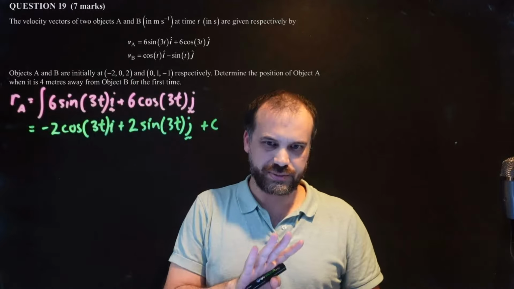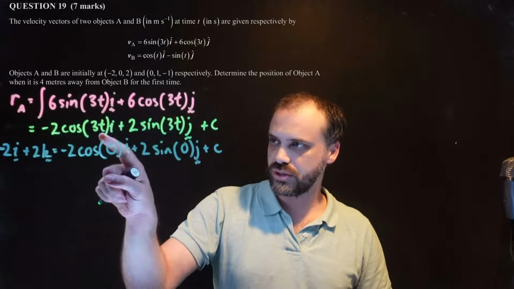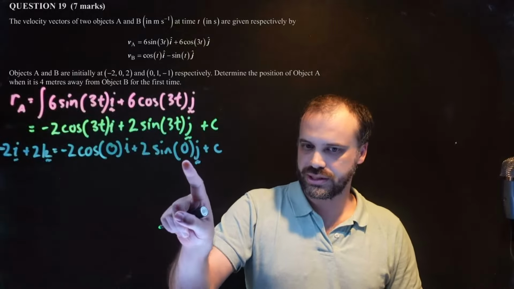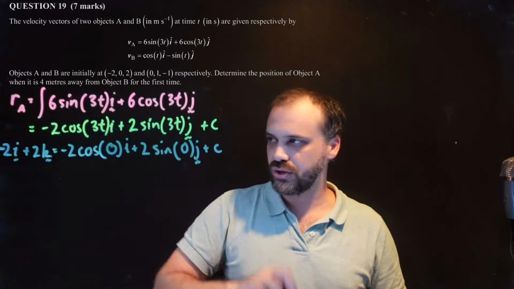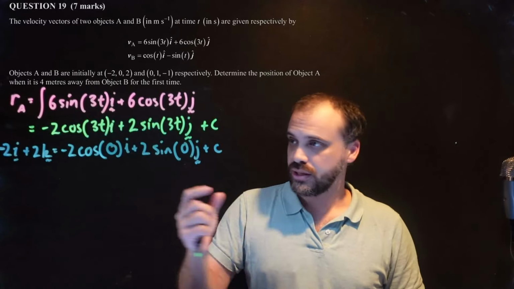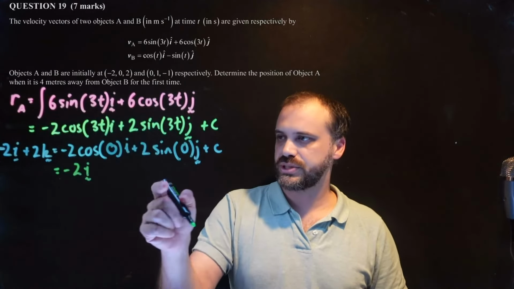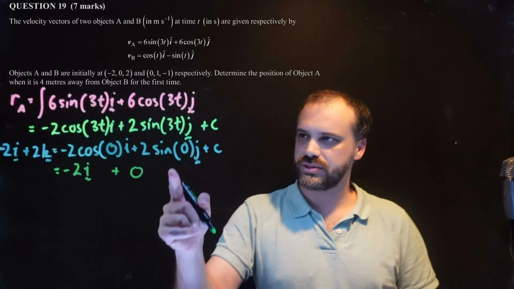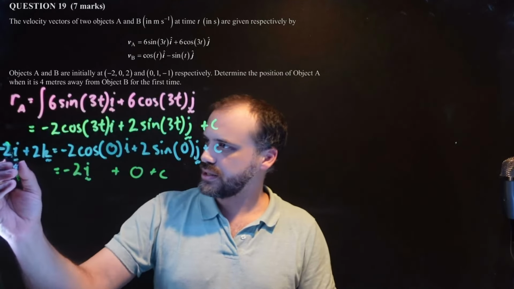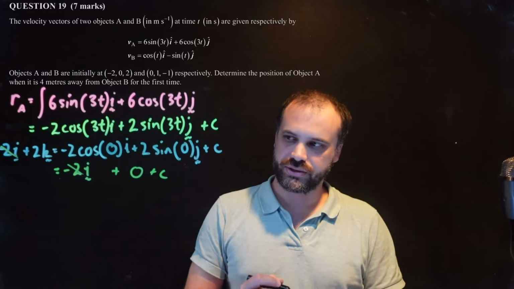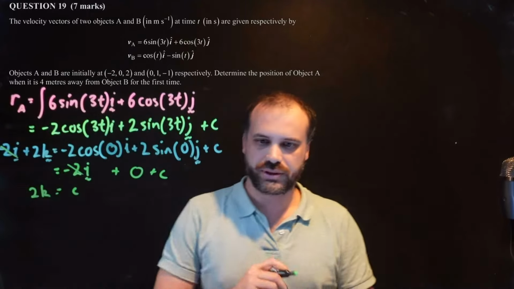So let's put that in. So there's our initial position at time 0. So 3 times time 0 is 0. 3 times time 0 is 0. Now you've got to be a little bit careful here because cos of 0 is 1. So negative 2 times 1 is negative 2. But sine 0 is 0, so all of that is 0 there. And then we have our plus c. Now of course that means that our negative 2's will cancel each other out. And that means that our c value is simply 2k.